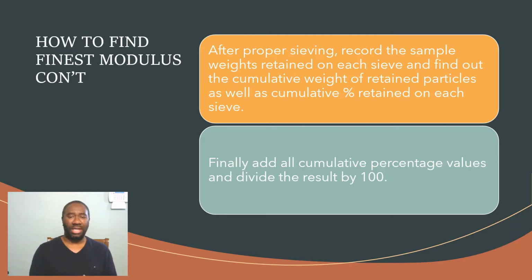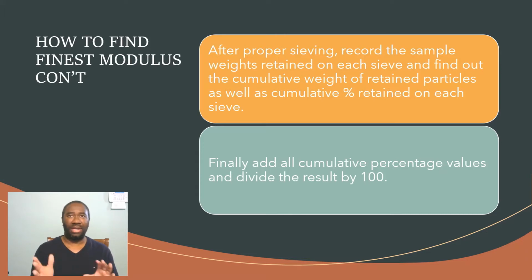So when you have done that, you're going to finally add all the cumulative percentage values and divide that result by 100, and that is going to be the fineness modulus for your coarse aggregate. And I want to point out to you that the range of your fineness modulus for coarse aggregate is between 6 and 8. So when you calculate the fineness modulus for the coarse aggregate, you must get a value between 6 and 8.